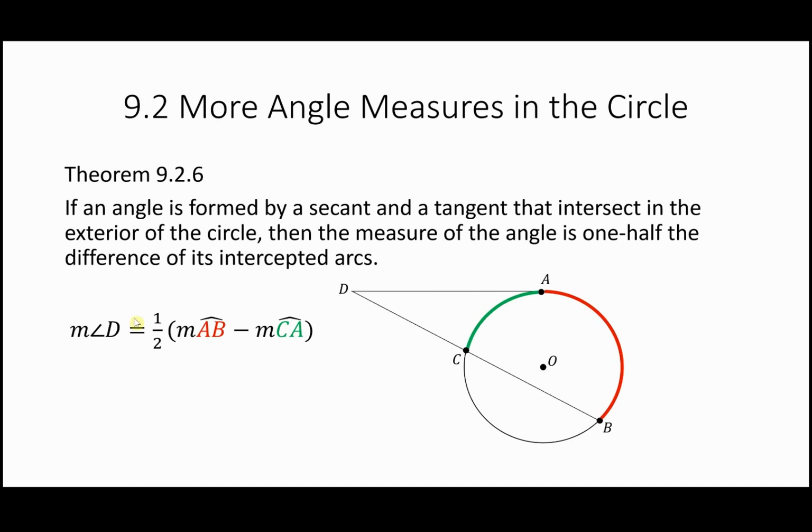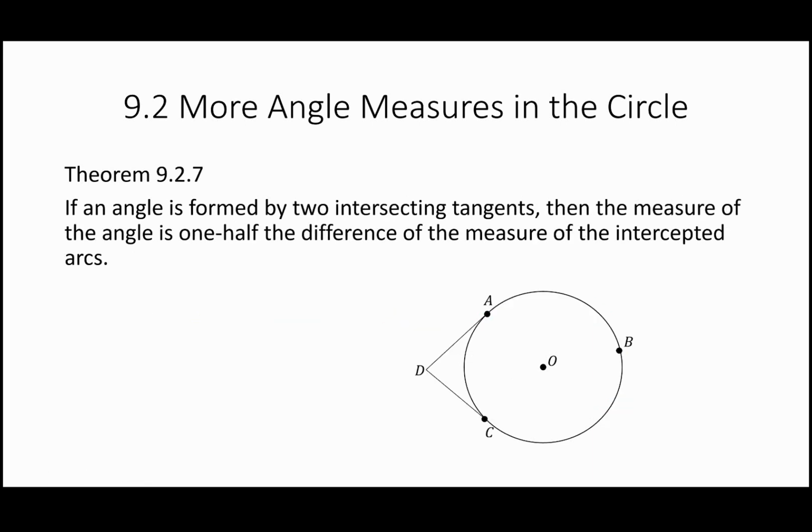Okay, so we need to take again, the difference of the intercepted arcs, but the intercepted arcs look a little bit different than in the previous example, in which always you'll want to take the larger of the two intercepted arcs and subtract off the smaller, and then take half of that, and then you'll get the measure of this exterior angle D. Okay, next, what if your exterior angle is the result of two tangent lines that are meeting?